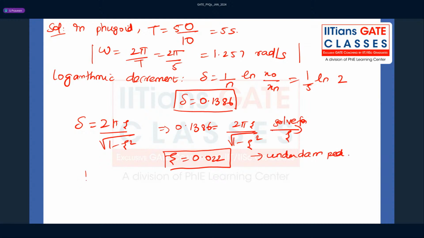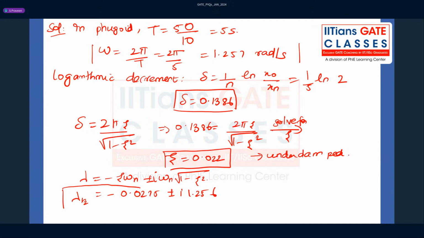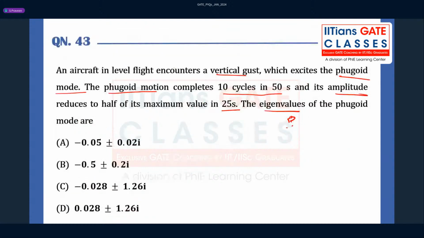How will you write the roots of the equation? So the roots are basically minus zeta omega n plus or minus omega n under root of 1 minus zeta square, right? With an i term. So substitute that, multiplying this with the omega, and we'll have minus 0.0275 plus or minus i times 1.256. So these are my roots of the Phugoid mode, and that corresponds to my option C, which is close, right?